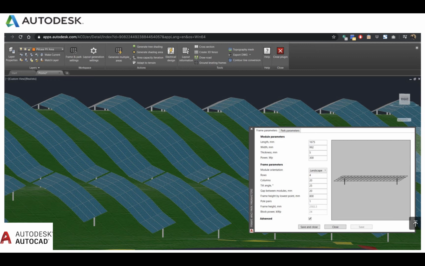So if you wanted to get into drafting, learn about AutoCAD. Most community colleges have AutoCAD courses. It's a good thing to know.